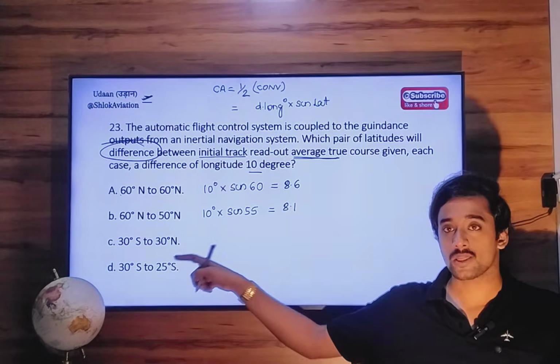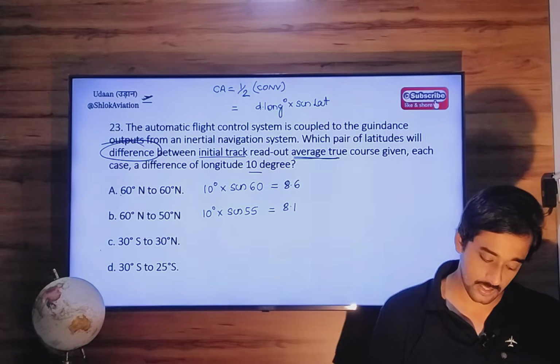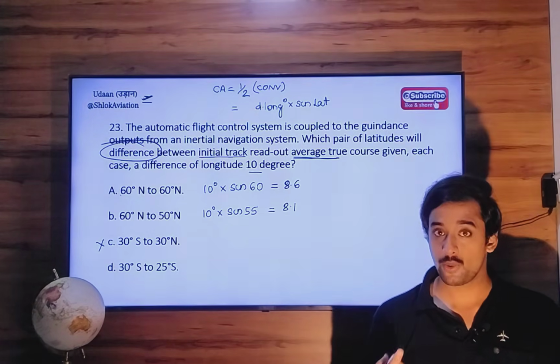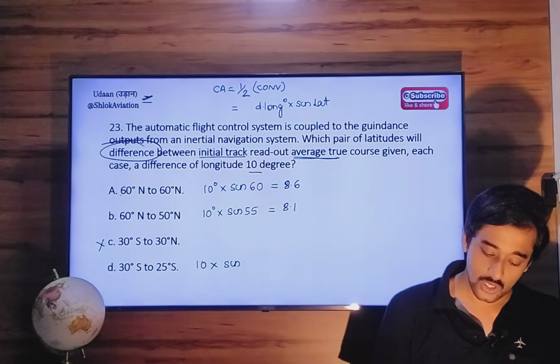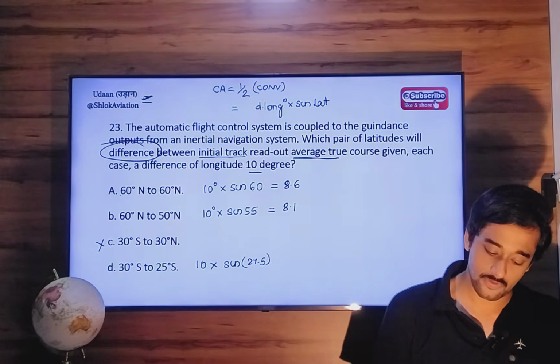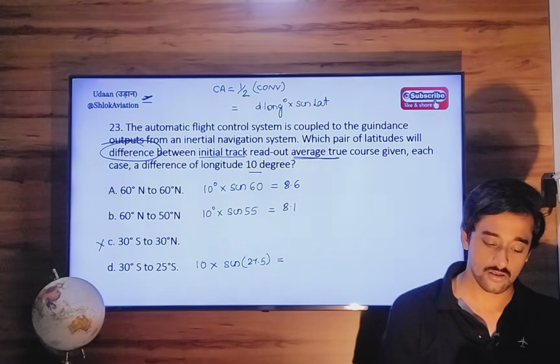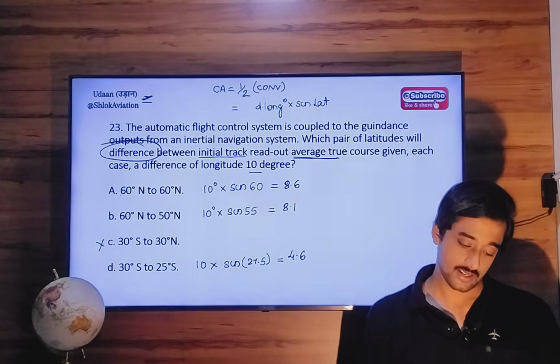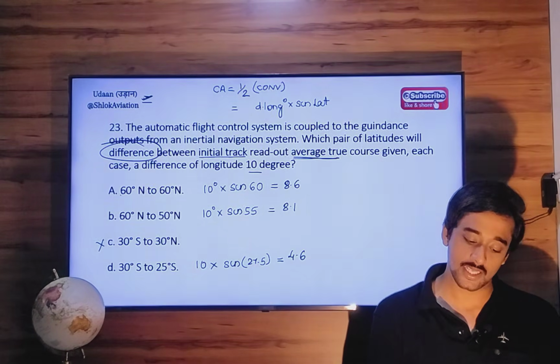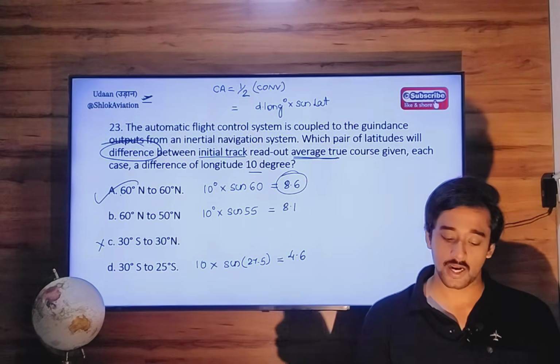30 south, 30 north: different hemispheres, not possible. 30 south and 25 south: 10 into sine of 27.5 is 4.6. So the greatest number here is 8.6. So option A will be the correct answer.